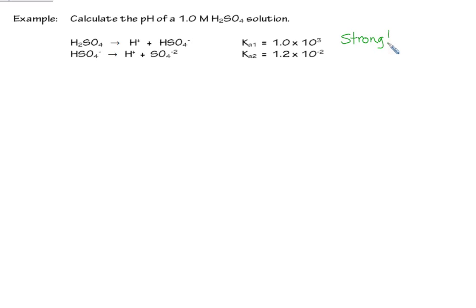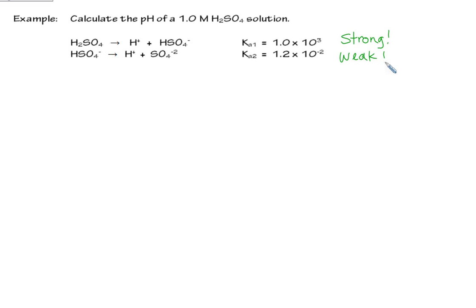But then look what happens to the second dissociation. 10 to the negative second. This is weak. Sulfuric is kind of a special acid, so we should pay a little extra attention to it. It is polyprotic. Often polyprotics are weak acids, but with sulfuric, the first hydrogen is actually strong. So you're always told that sulfuric is a strong acid. Only the first hydrogen is strong. The second hydrogen is weak.